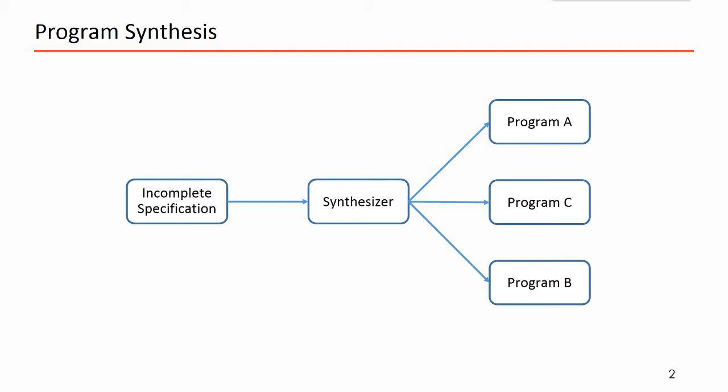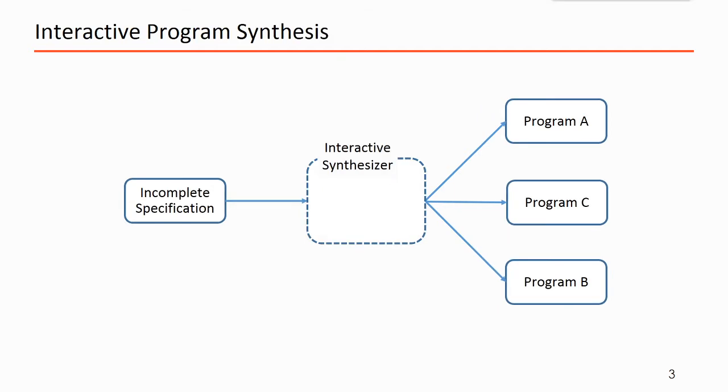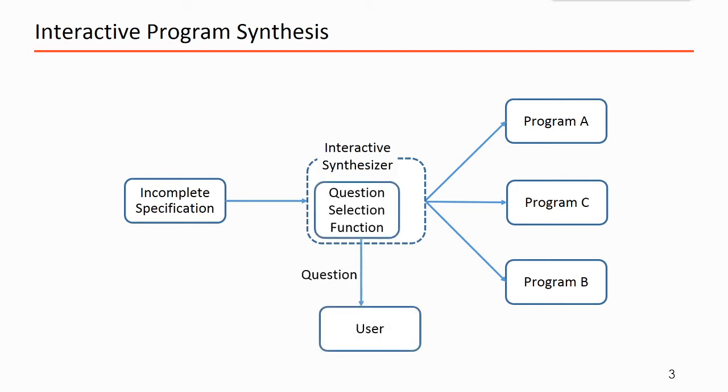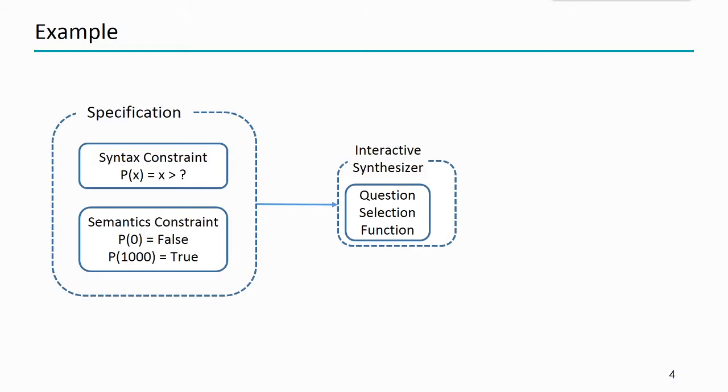To find out the target one among those programs, asking questions to the user is a common way. An interactive program synthesizer solves the ambiguity by asking questions to the user. In each round, a component in the interactive synthesizer, named the question selection function, selects a question and shows it to the user. The answer given by the user can help exclude candidate programs, and finally, help the interactive synthesizer find out the target program.